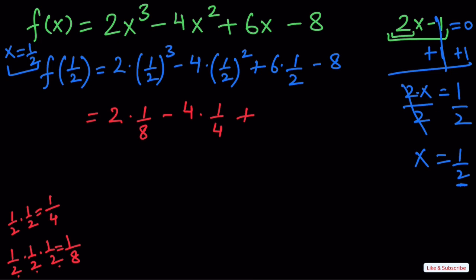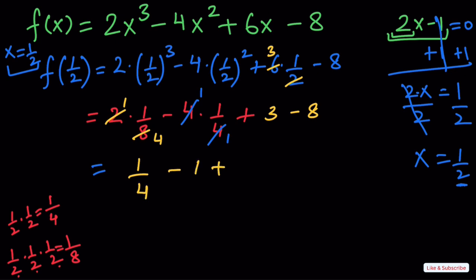What is 6 times half? Or in simple words, I can cross out 2 and 6. That gives me 3. Minus 8 is still there. Now what is 4 times 1 over 4? So I can cross out this 4 with the 4, which gives me 1. Now 2 and 8 can also be simplified. 2 goes into 8 4 times, so it gives me 1 over 4 minus 1 plus 3 minus 8.